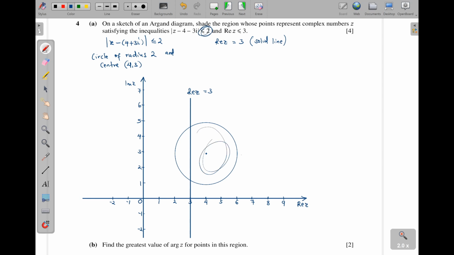So inside the circle and on the circumference, that is the whole thing here. And then less than or equal to 3. That has to be on the left of this line. So meaning we are going to shade inside here. It is on the left of the line and inside the circle. This is going to be our solution here.